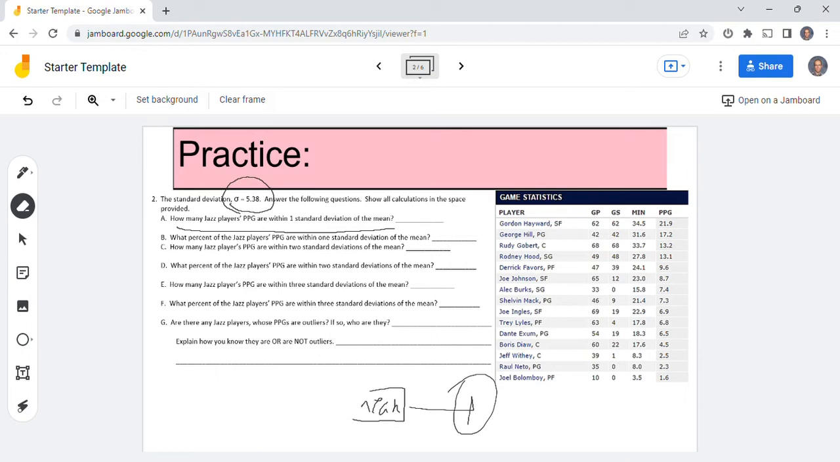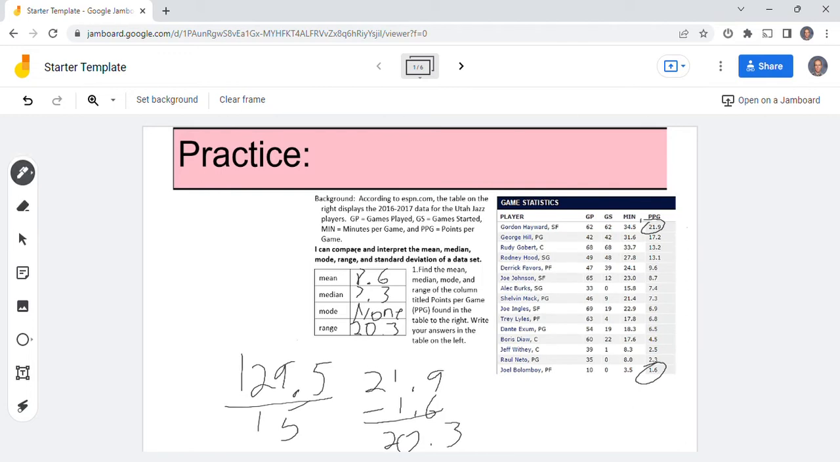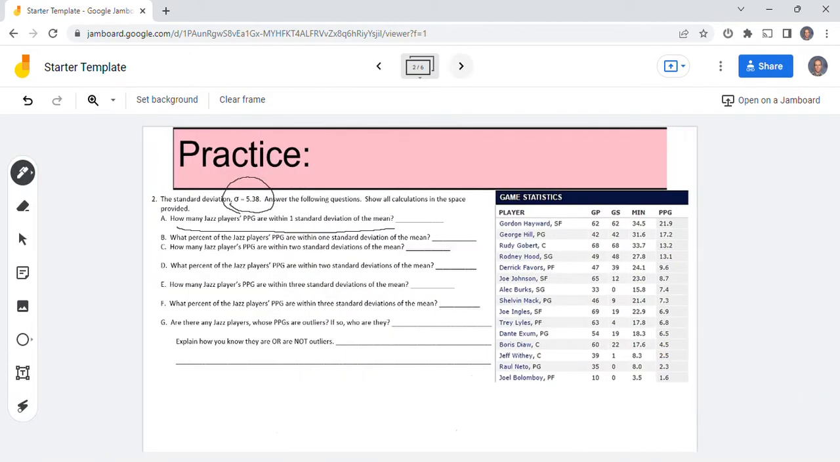So last slide, we just calculated the mean. So taking a look at that, it's 8.6. So we're going to have 8.6 here in the middle. And we're going to go up and down by a standard deviation, which is given up here. It's 5.38. So I'm going to add 5.38, and I'm going to subtract 5.38 from our 8.6, from our mean. When we add that 5.38, that puts us at a value of 13.98. And when we subtract 5.38, that puts us at a value of 3.22.